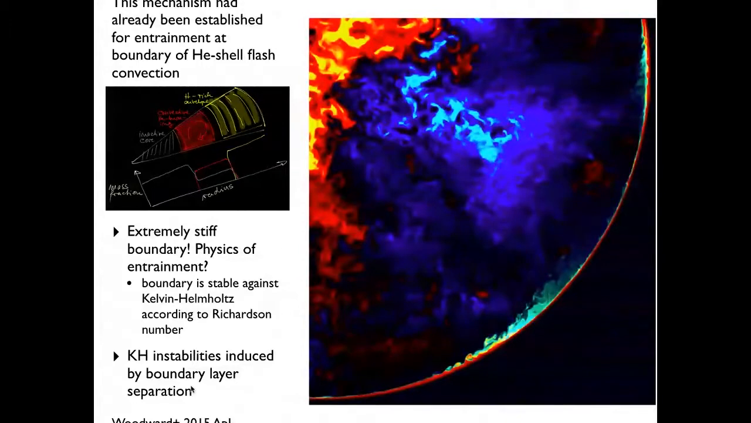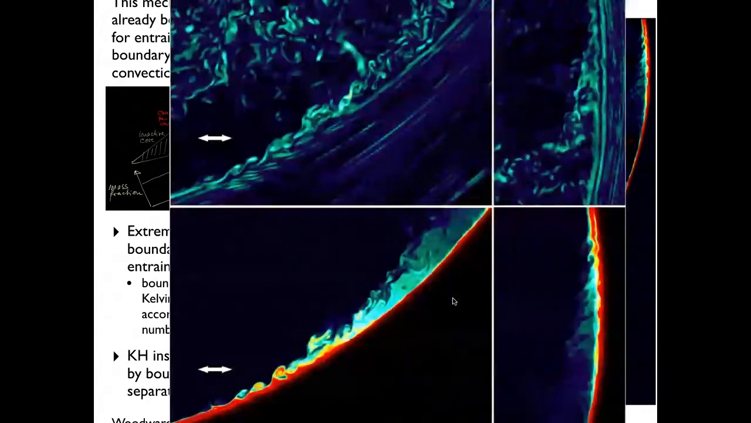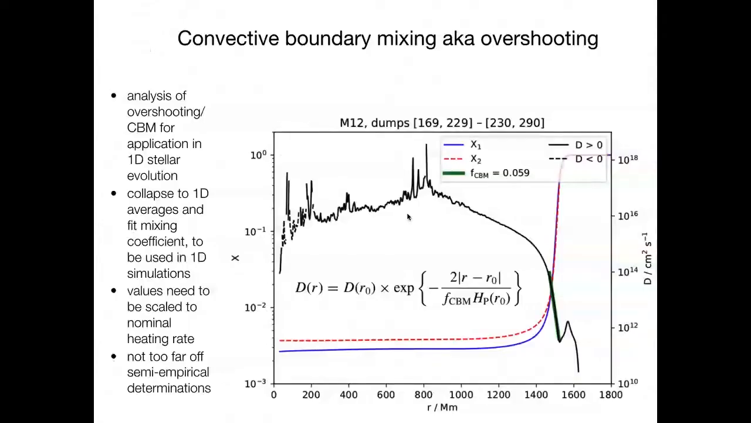And this kind of Kelvin-Helmholtz-induced mixing we have observed in other simulations as well. This is a shell convection simulation. I just want to show this image here where, in the zoom in, in a very similar situation, you can see these little curls, these Kelvin-Helmholtz rolls appearing at the moment where the flow is starting to separate from the boundary. So that appears to be a fundamental element of convective boundary mixing, at least in the deep stellar interior, where convection is mostly adiabatic.